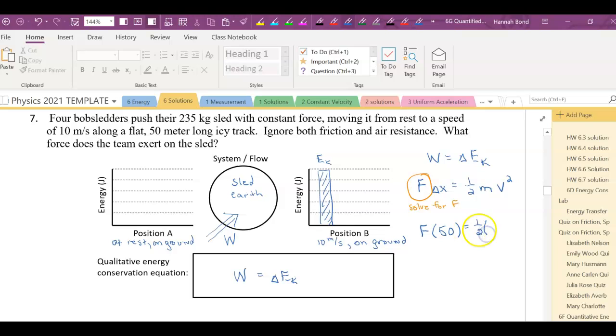They gave me the mass of the sled as 235 kilograms. And at position B, it's moving at 10 meters per second. I want to square that. And so I can solve for that force. And I get 235 newtons.